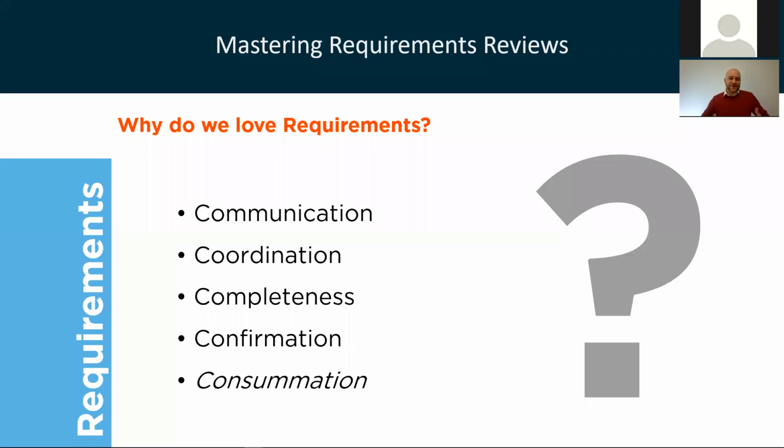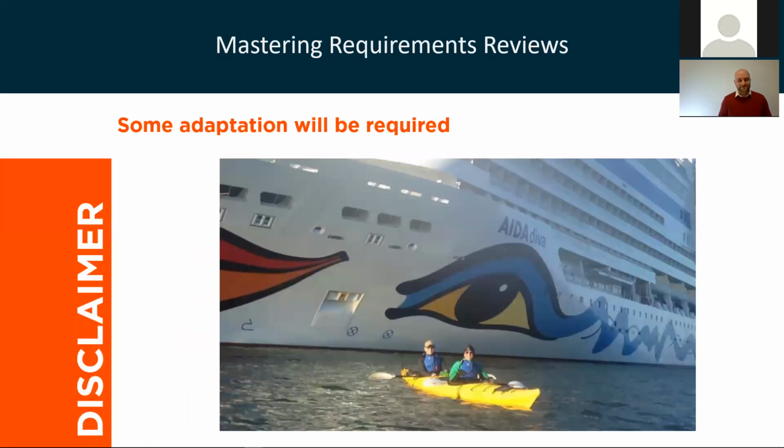So consummation, that's when, once the product is done, you're confirming that what's been delivered is what it is that you asked for. You go back to those requirements documents to make sure that you signed off on everything and that it's complete. So there it is, James Carr's 5 C's of why we love requirements.